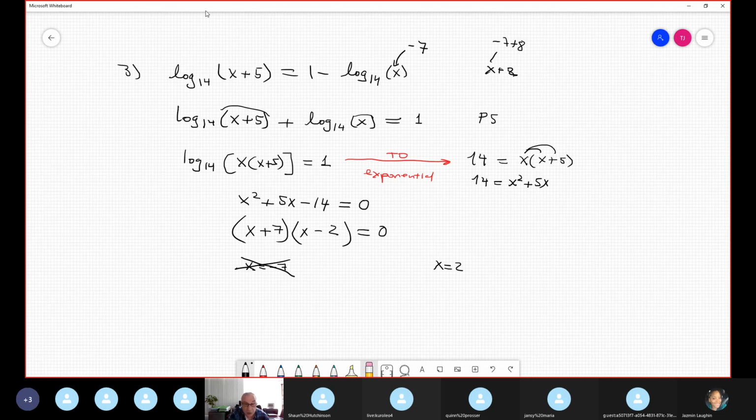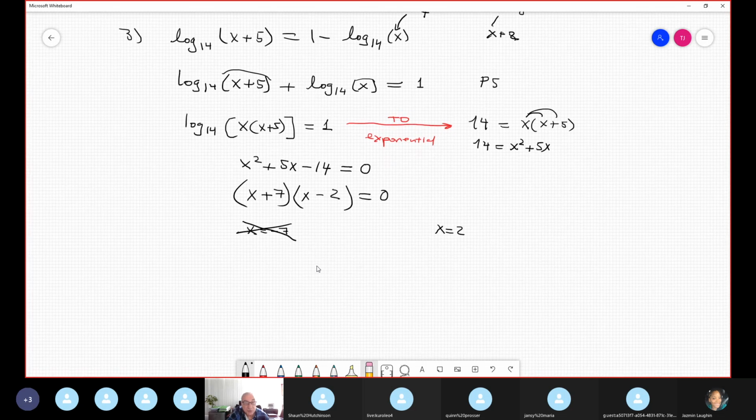Okay, let me prove that 2 is good. Plugging into the original, I need to prove somehow that logarithm base 14 of 2 plus 5 should be equal to 1 minus logarithm base 14 of 2.